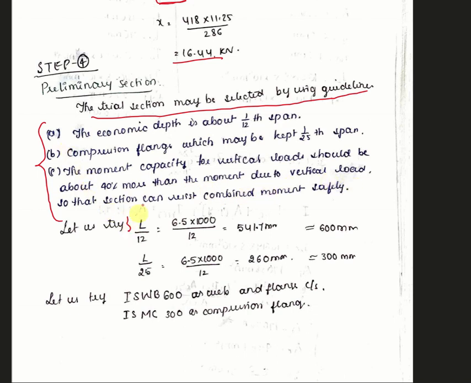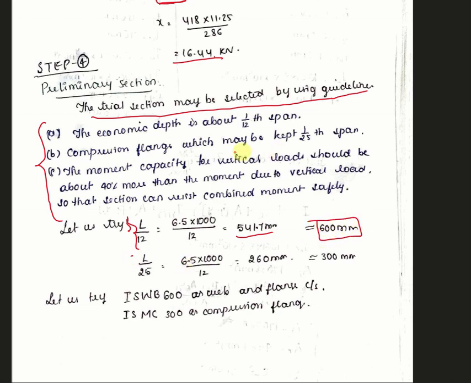Let us try first. So what is the first case? 1/12 of the span, that is span by 12. 6.5 is in meters, so we convert into mm, 6.5 into 1000 by 12. This is 541.7 mm. So let us round it to 600 mm.